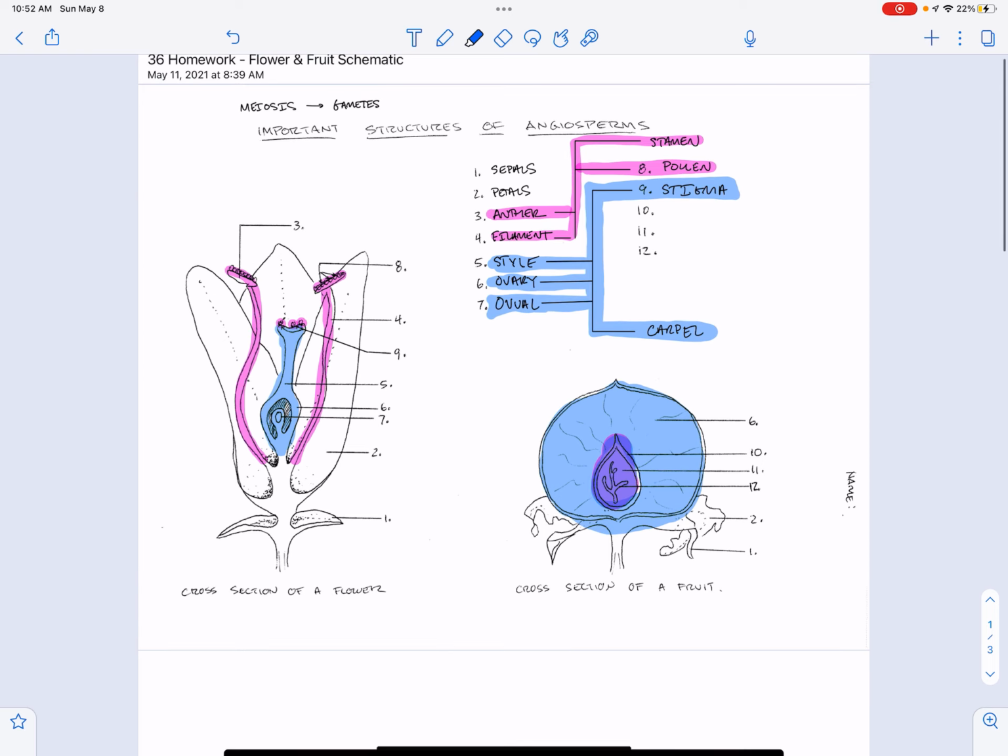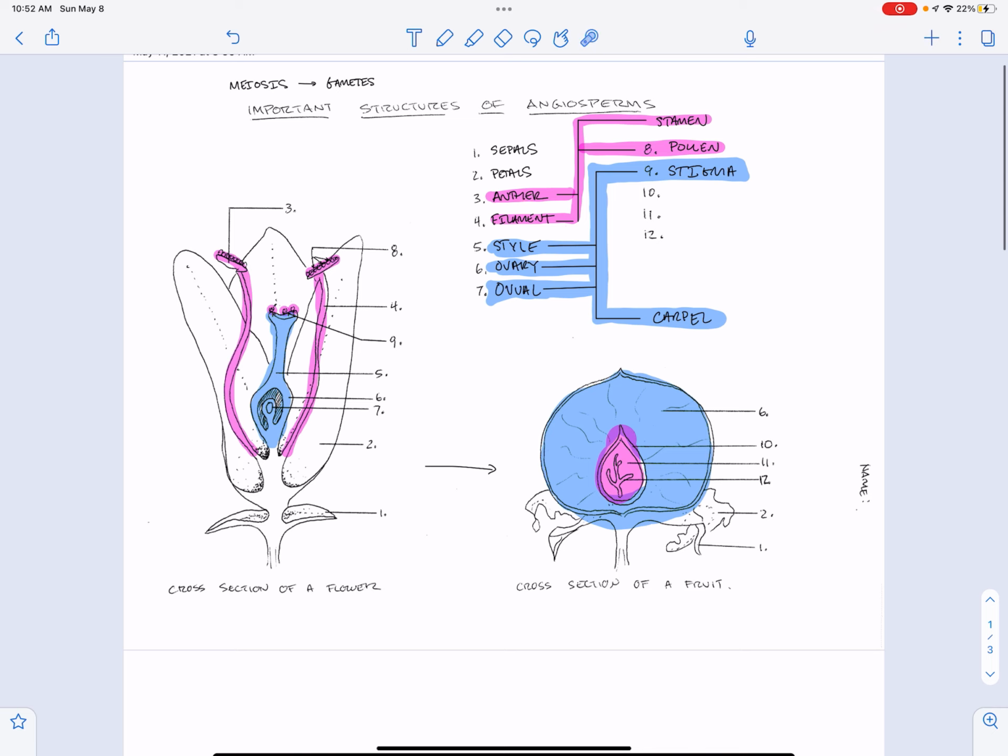Okay, so you'll notice here, after the flower is fertilized, it starts to transition to becoming a fruit. The ovary swells up to become the fruit itself. So yes, if you are eating an apple, you are eating plant ovaries. Delicious. And inside of the fruit is our fertilized embryo, which is our seed. The seed is composed of a seed coat.